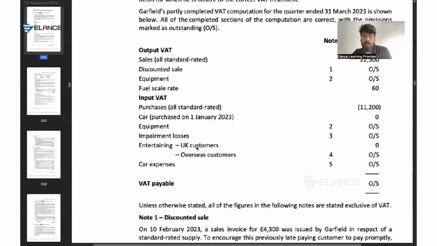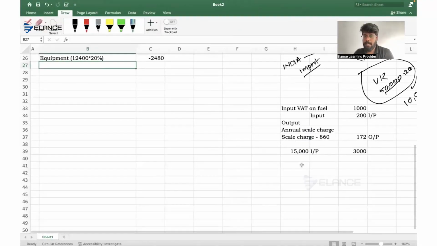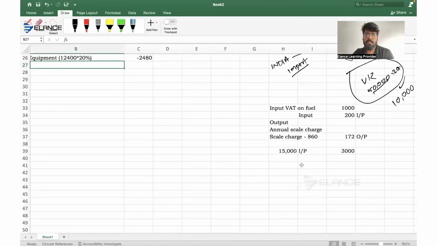And look at the next one, impairment losses. Okay, impairment loss, which means in our tax syllabus, impairment loss means it is irrecoverable debt. Irrecoverable debts are mentioned as impairment losses. It is a term we use to mention the irrecoverable debt. Actually, the impairment loss relief, I'll explain that, then we can come to the scenario.